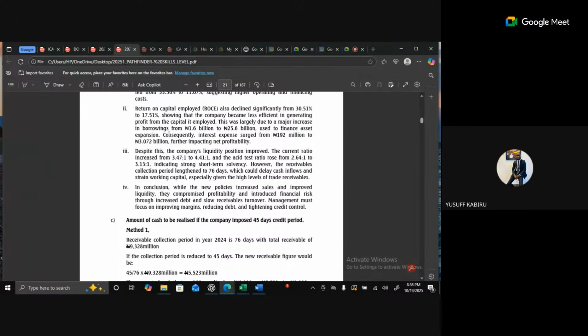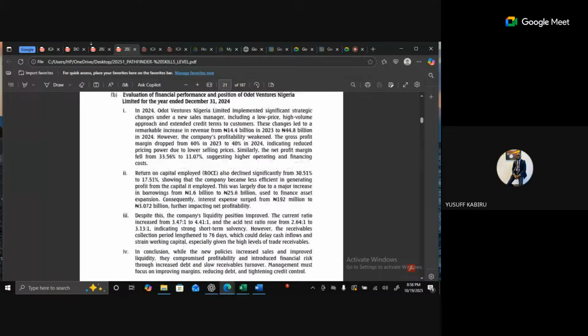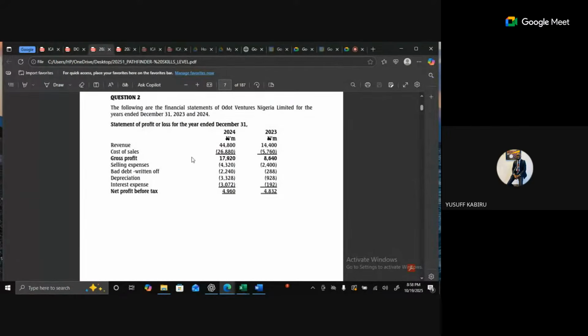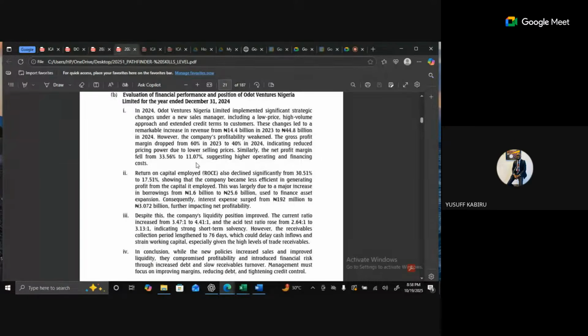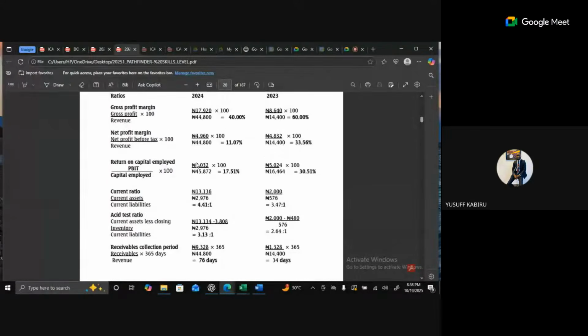So link it, compare both ratios, link it to the scenario, and link it to the figures that are on the face of the financial statements. So even if you cannot remember anything, the figures alone can even earn you marks. Just look at those figures. What are the changes? What changed between this place and this place, right? What changed between this place and this place? And that will help you to interpret your answers better.